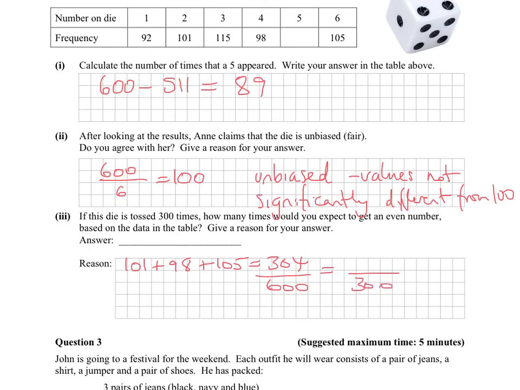How many would we expect for every 300? Well, that's just an equivalent fraction where we're dividing by 2. So we get 152 occurrences.